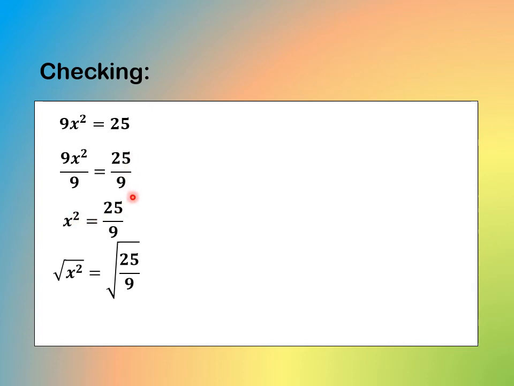And then extract, get the square root of both sides. So the square root of x squared is equal to the square root of 25 over 9. So we have x is equal to positive negative 5/3, or the roots of 9x squared is equal to 25 are positive 5/3 and negative 5/3. So those are the two roots.